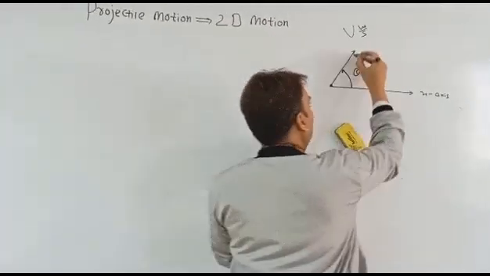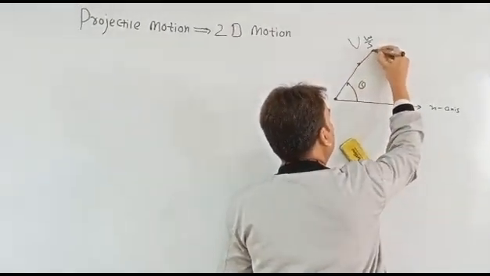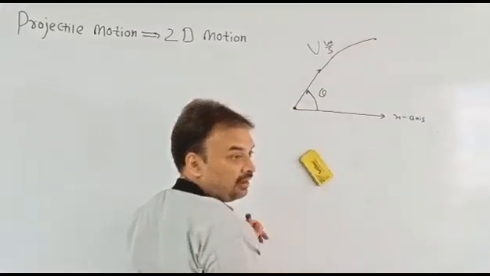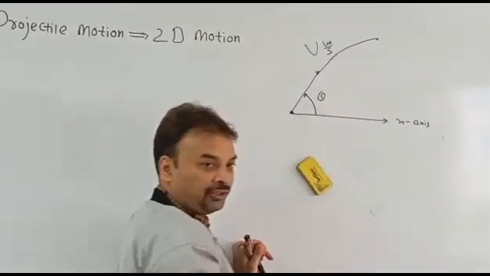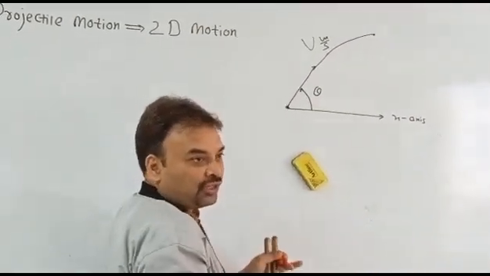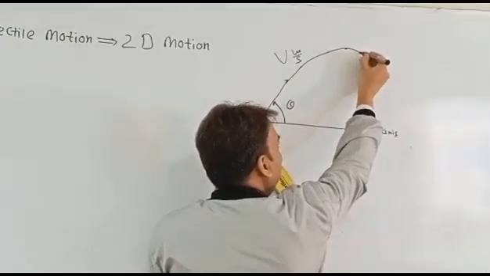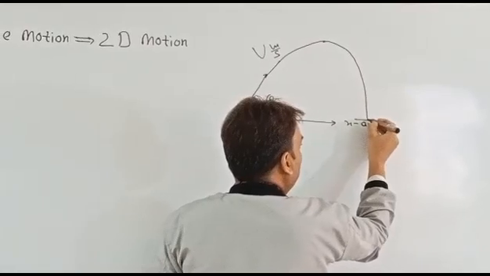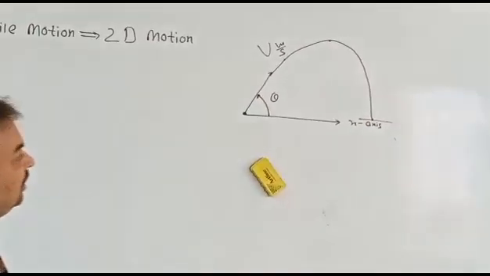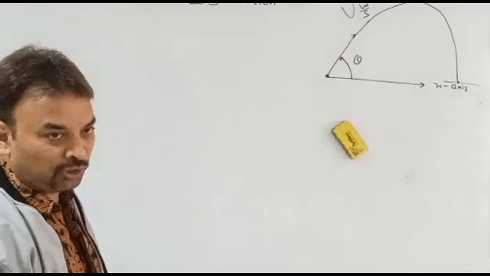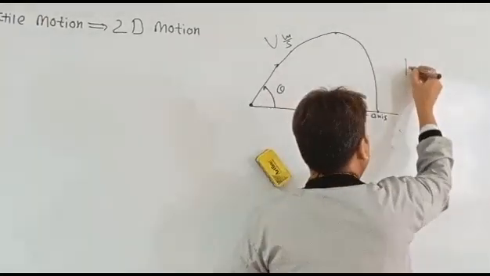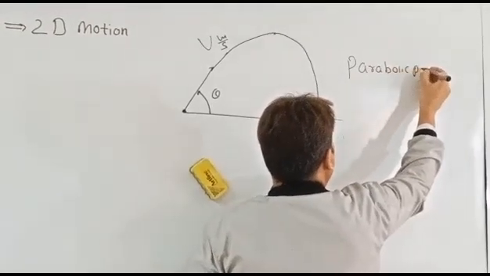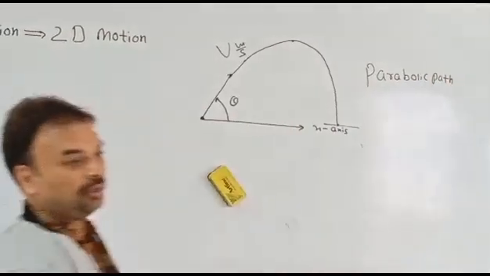First it will make a trajectory like this. It will go to the highest position, stop here momentarily for a few nanoseconds or for some time, then finally it will come down and hit the ground here. So this path is known as the parabolic path, because this is a parabola. In this parabolic path, the motion is 2D.